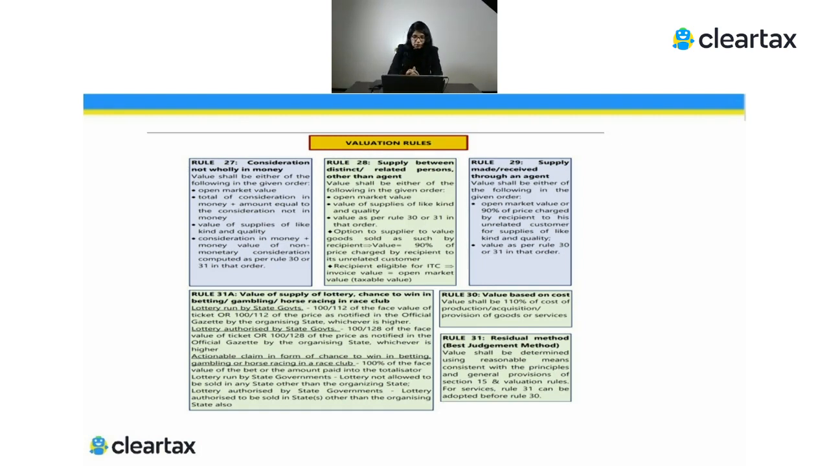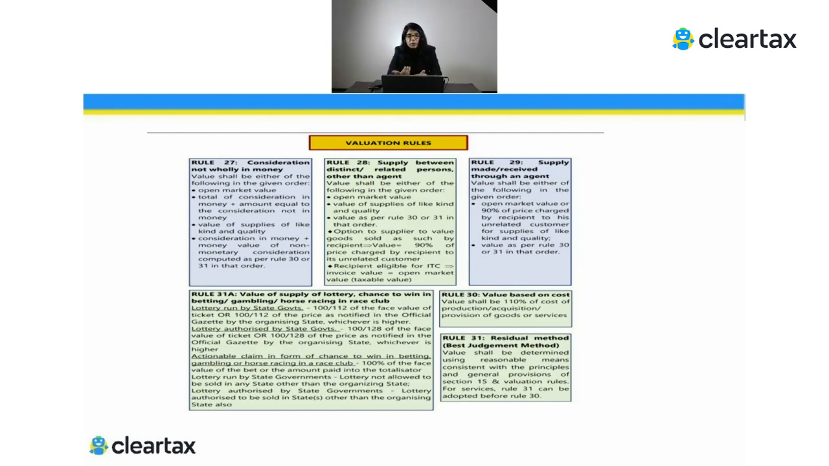Then the other rule is supply made or received through an agent. So the value shall be either the following: first is open market value, or 90% of the price charged by the recipient to the unrelated customer for the supply of goods of like kind and quality, or the value as per rule 30 or 31. So if I am dealing with an agent, it is more or less something like when I am dealing with a related party.